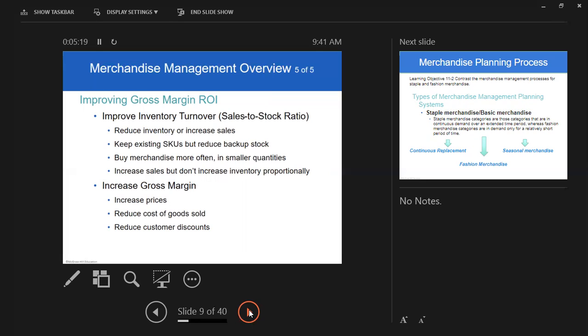Sometimes if, let's say, your turnover is very high, it means that maybe you need to have more products coming in or replenished on the shelf. And then to increase gross margin, you can do it through increasing the price.